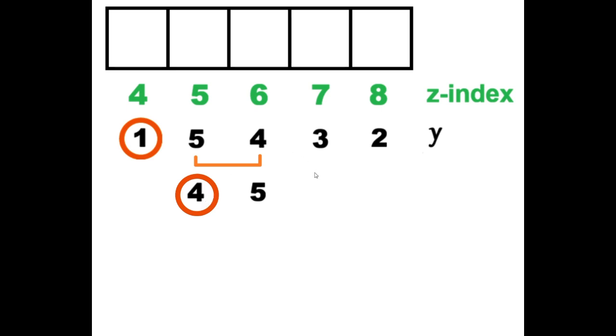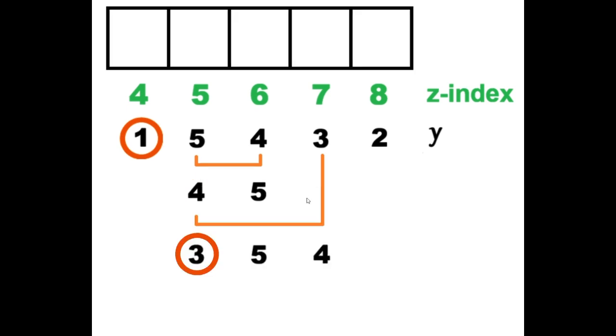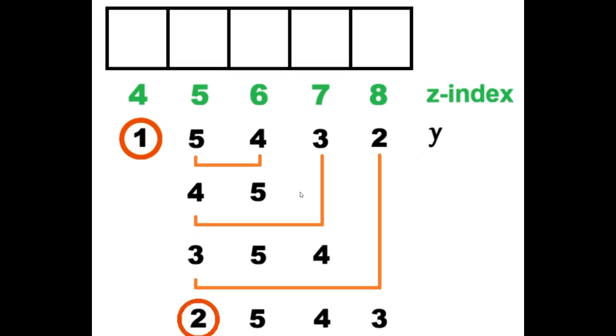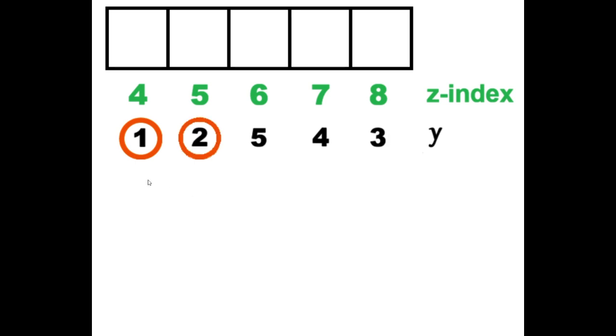Next, is 4 lower than 3? Actually, 3 is lower than 4. So again, we need to swap the 2. As for the final number, 3 against 2. 2 is actually lower than 3, so 2 should be put here. 1 and 2 are already correct. They have the correct z-index values as well. But we need to check the remaining numbers here.